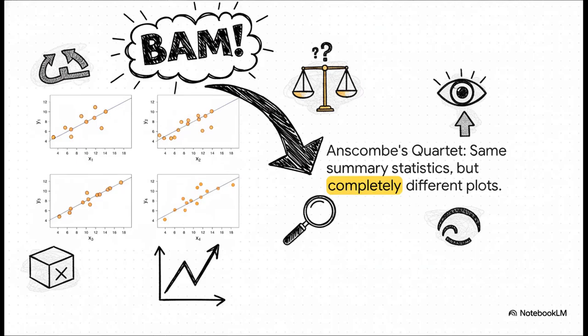This is a famous example called Anscombe's quartet. The second you actually plot the data, you see they are telling 4 completely different stories. One is a nice, clean line. Another is a curve. One has a huge outlier messing everything up. If you had only trusted the summary numbers, you would have been completely wrong. This is why you always plot your data first.